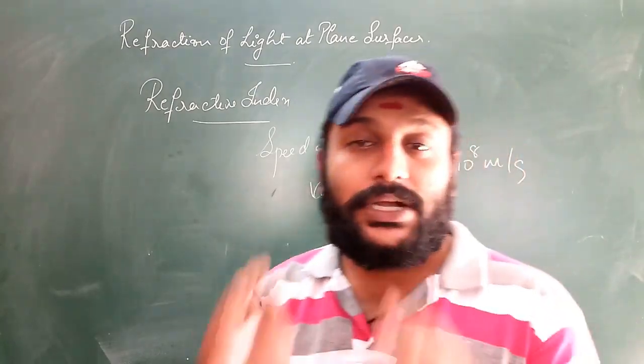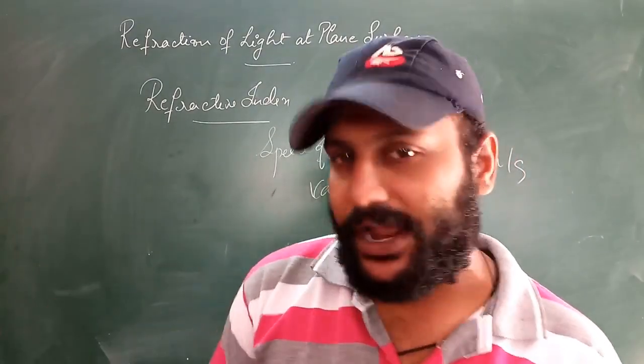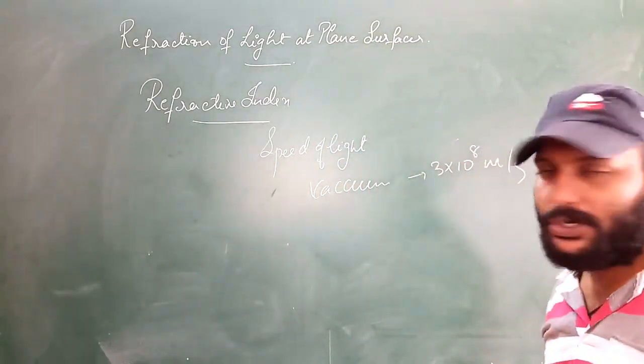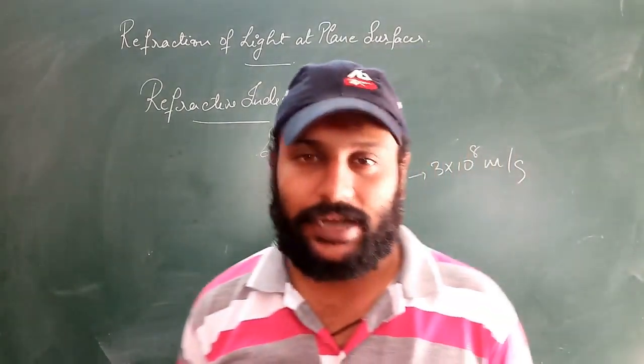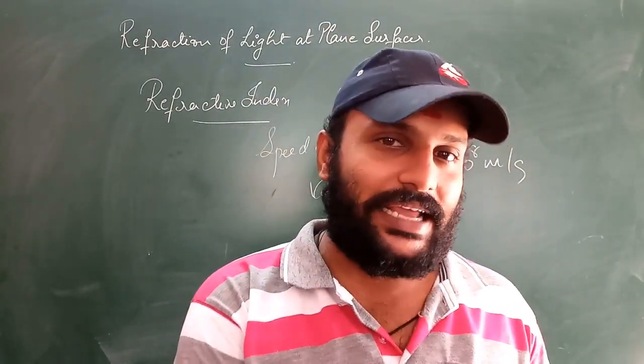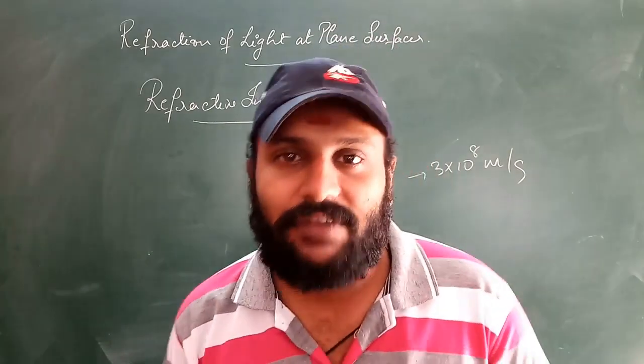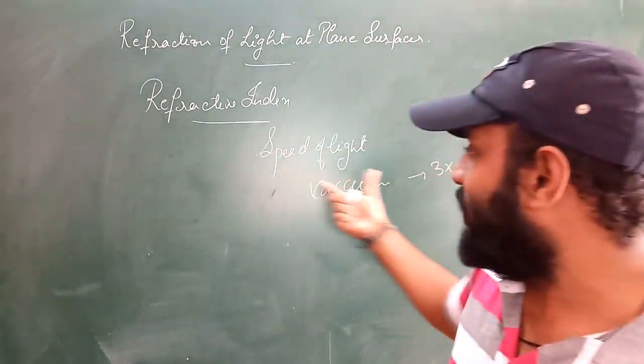Understood? Because the speed of light is maximum in vacuum only. Its value is 3 into 10 to the power of 8 meter per second. So the speed of light in any other medium will be less than the speed of light in the vacuum.